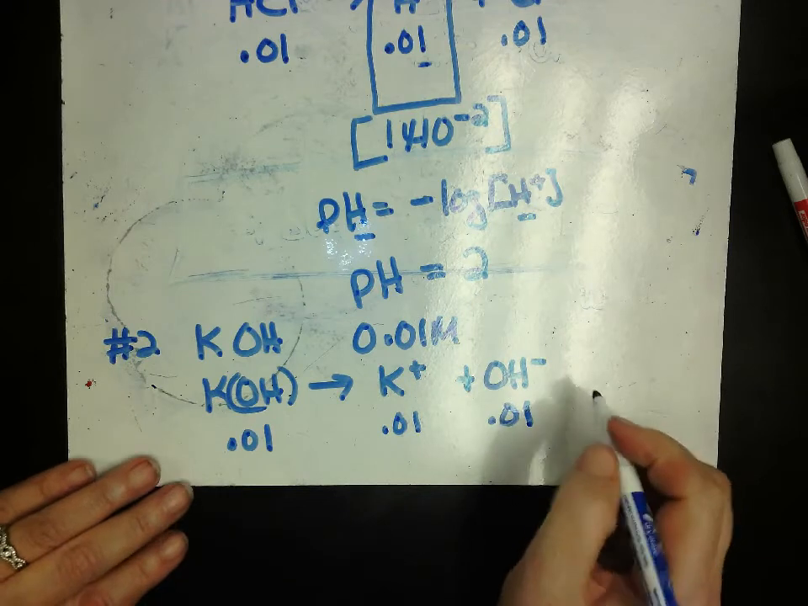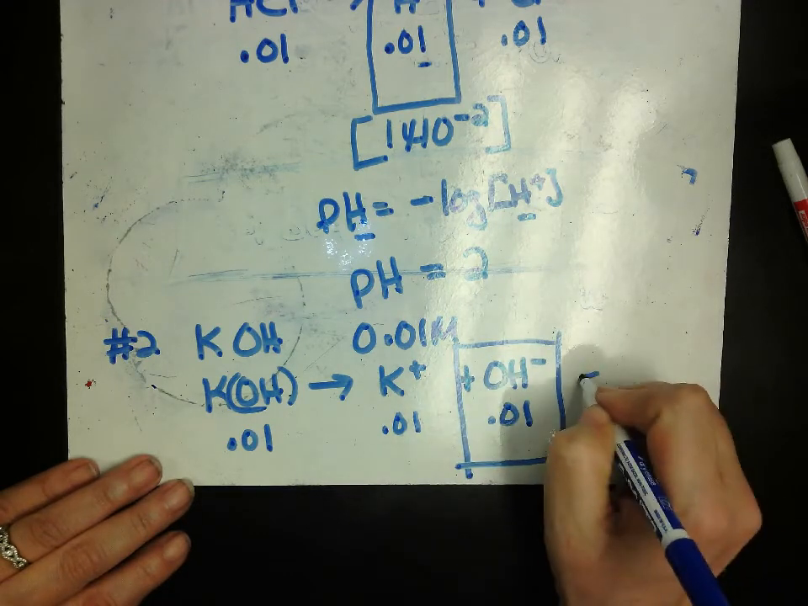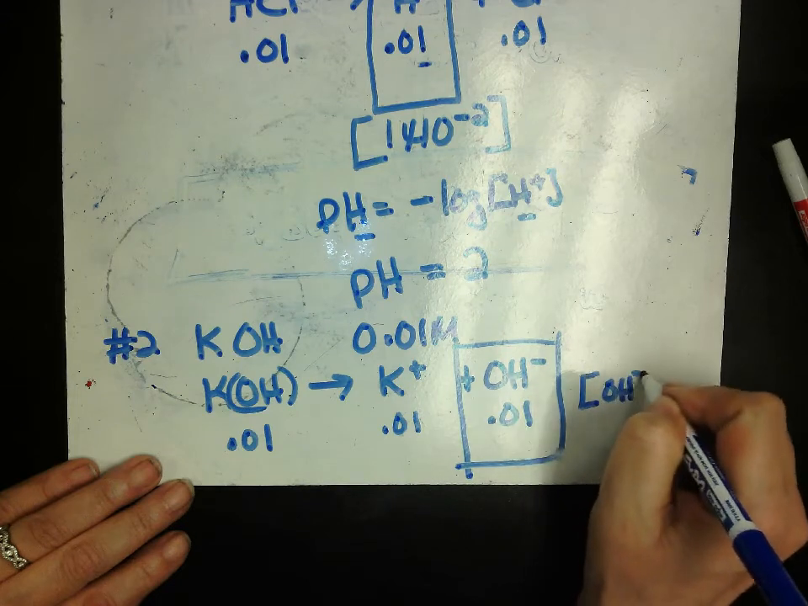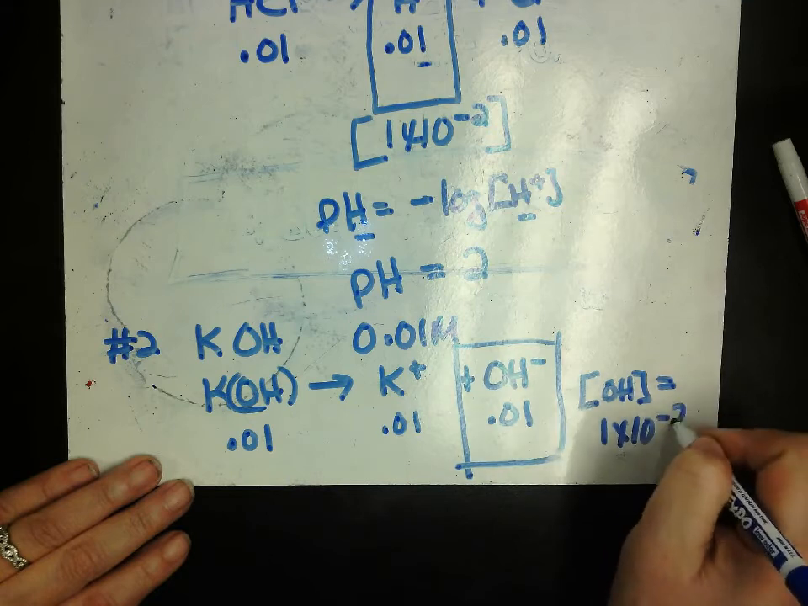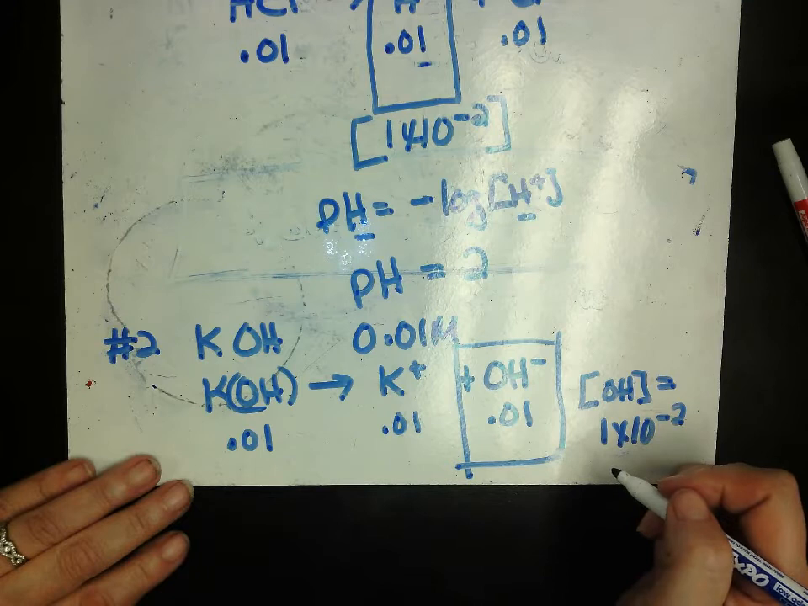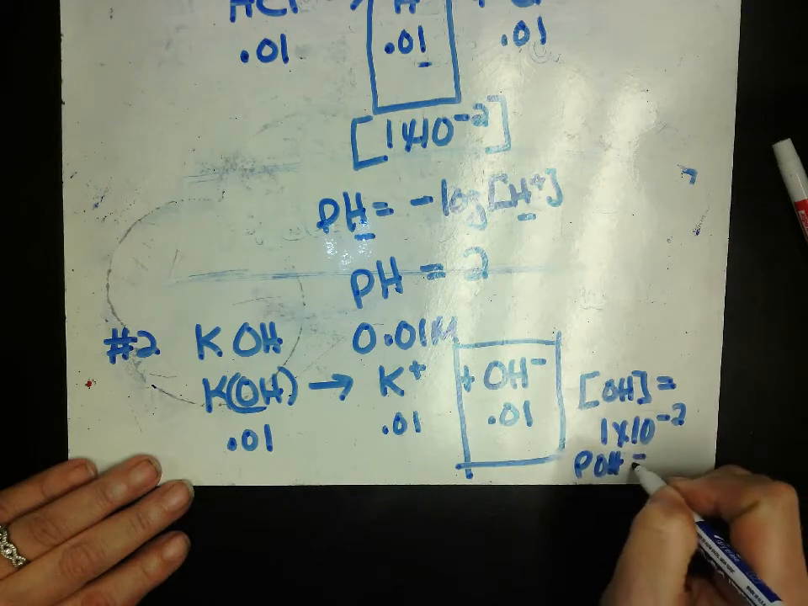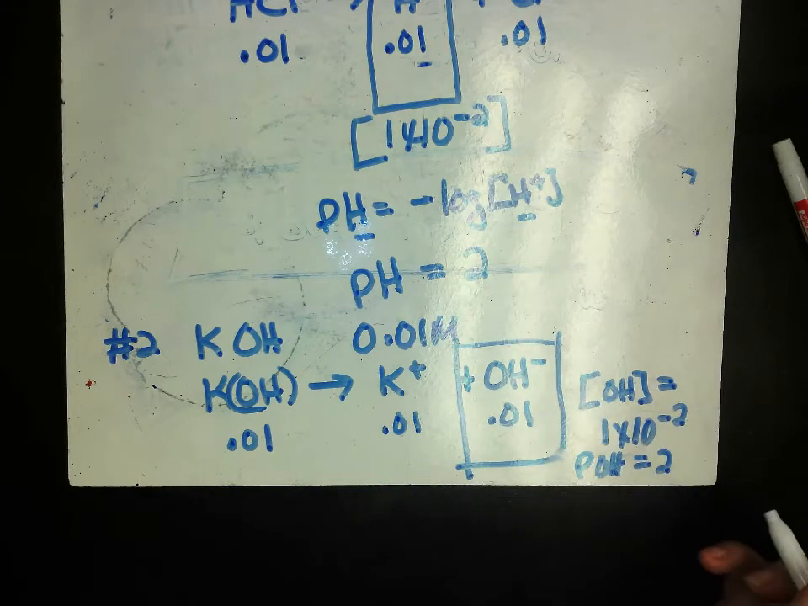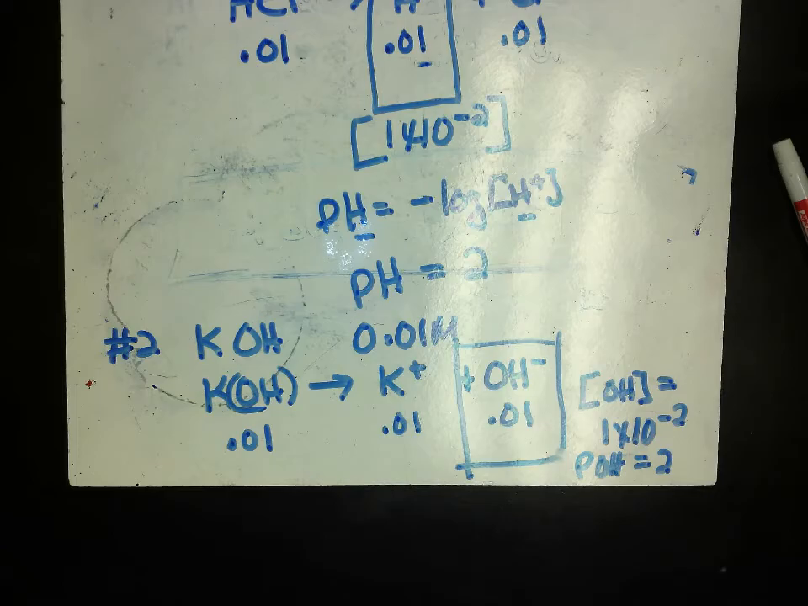So really I have the same concentration, but it's my OH-. So my concentration of OH- equals 1 times 10 to the negative 2. Here you need to find the pOH and the pH of the solution. Well, my pOH equals 2, and pOH plus pH equals 14, so my pH must be 12.